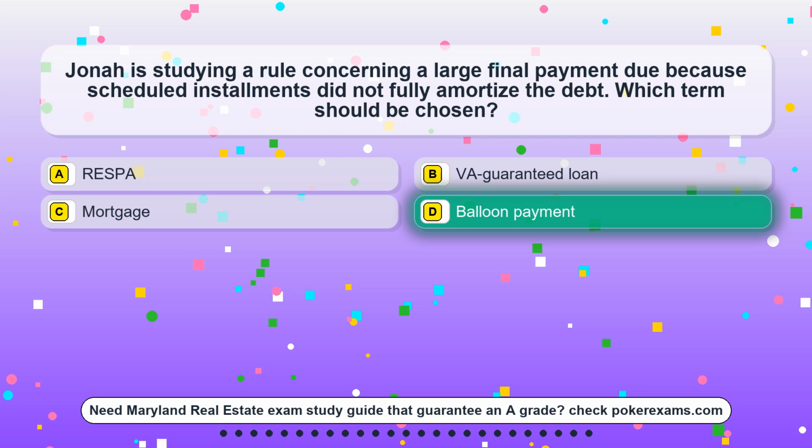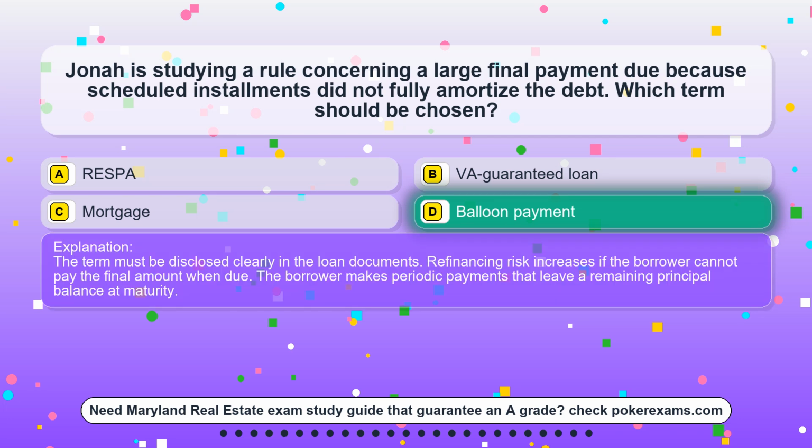The correct answer is option D, balloon payment. The term must be disclosed clearly in the loan documents. Refinancing risk increases if the borrower cannot pay the final amount when due. The borrower makes periodic payments that leave a remaining principal balance at maturity.